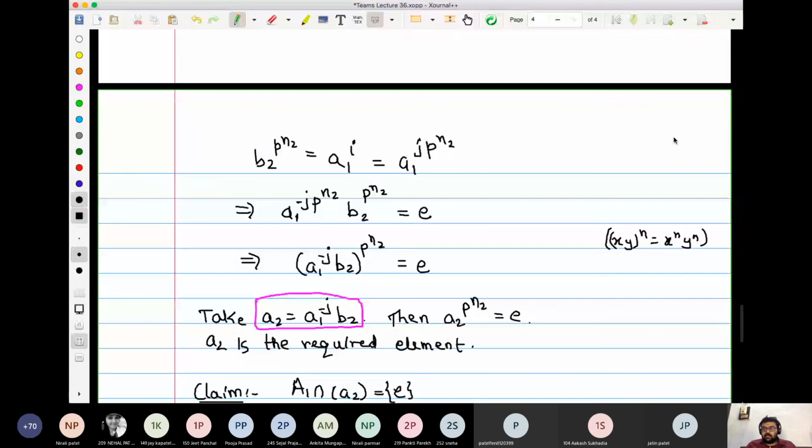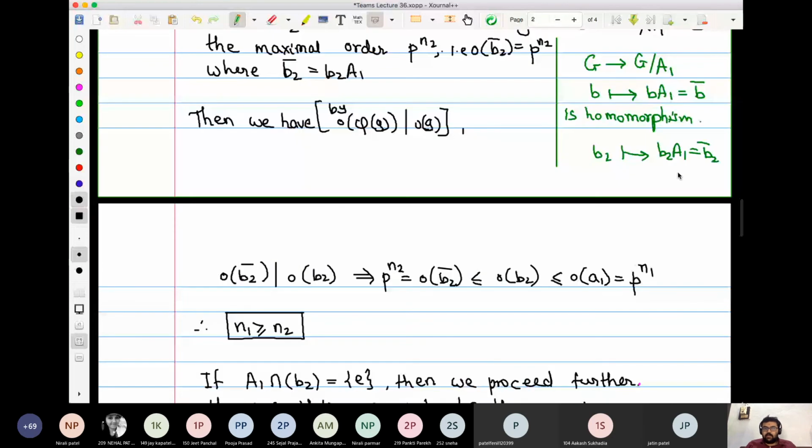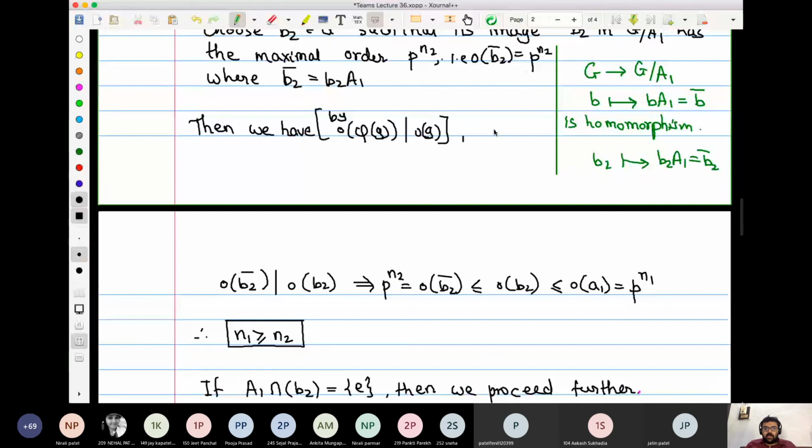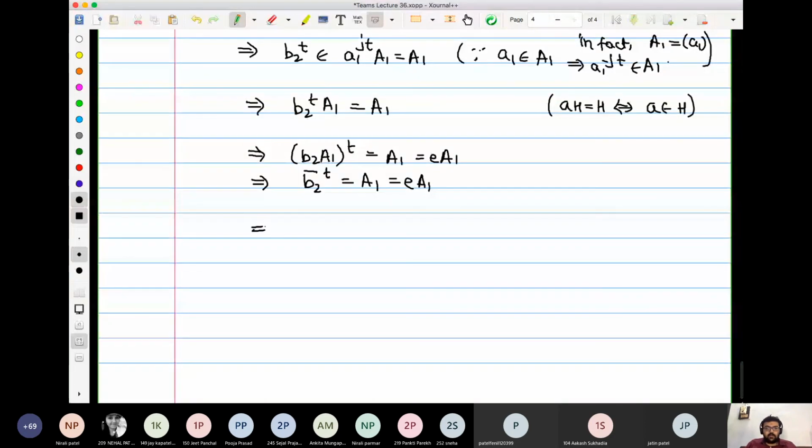But what is B2 A1? B2 A1 was the image here. B2 A1 was B2 bar. And B2 bar has order P power N2. So B2 bar power T equals A1, which is EA1. So B2 bar power T is identity. And because of this, we can say that the order of B2 bar divides T, because this is identity in G quotient A1.